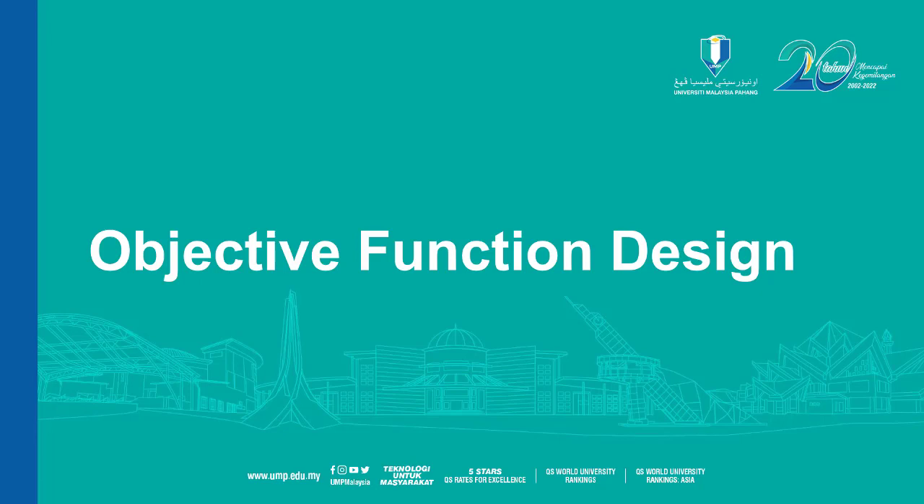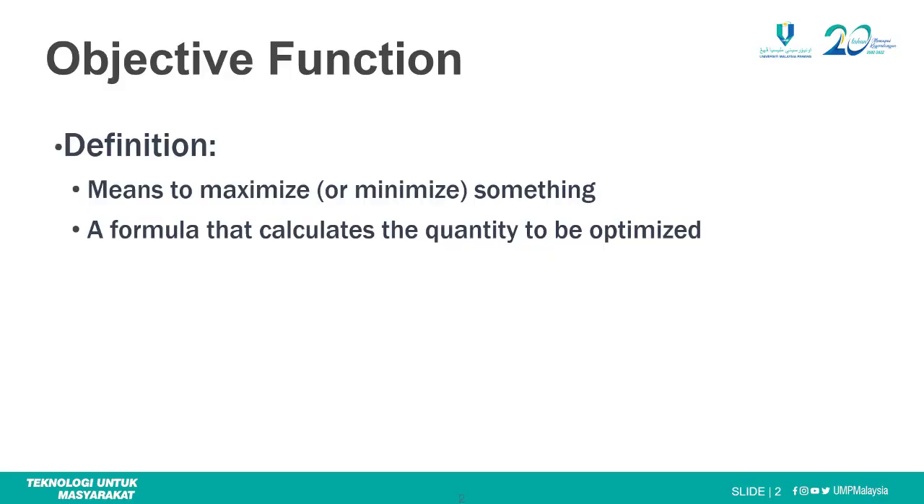In this video, I'm going to present about the objective function design in optimization. As we know, one of the important elements in optimization using the meta-heuristic approach is the objective function. The definition of objective function is a means to maximize or minimize something, or in simple words, it is a formula that calculates the measurable indicators that we want to optimize.